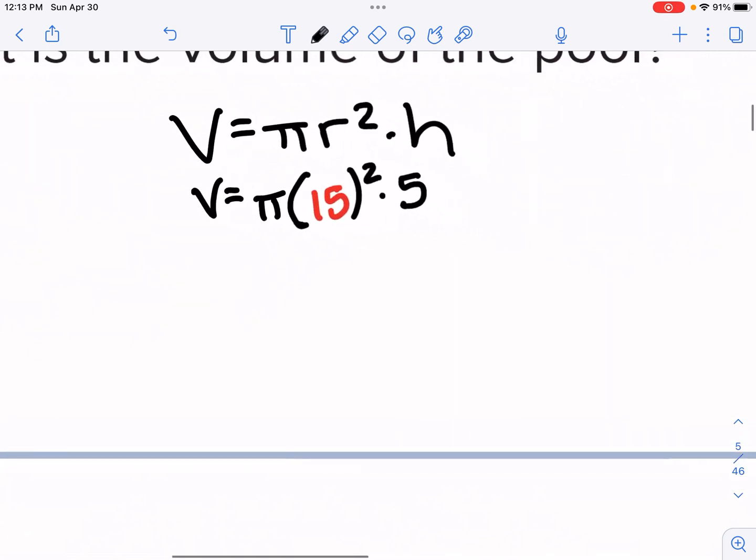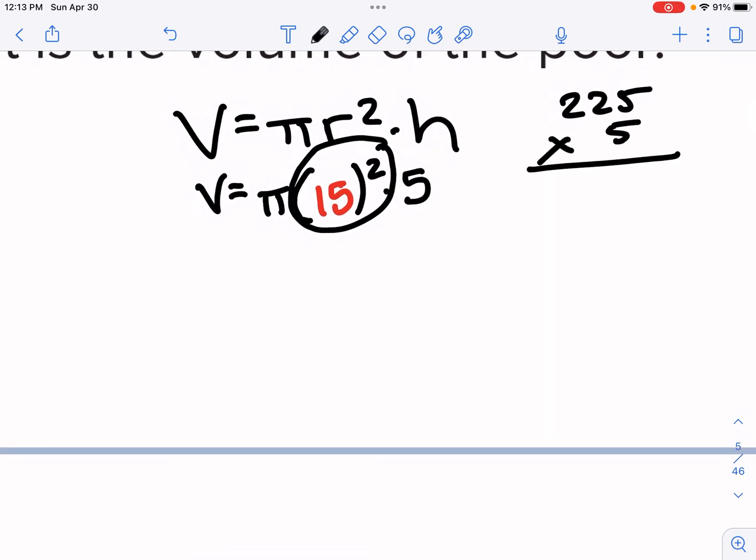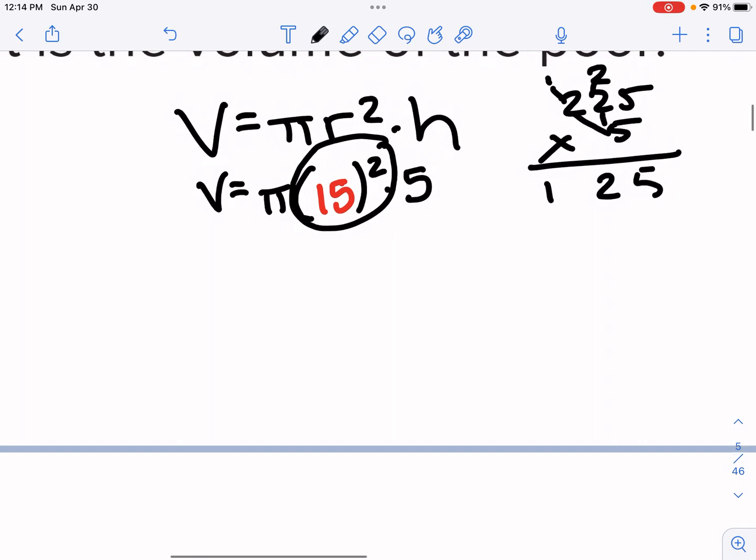Now, this is a math fact that I know, so I'm not going to use the calculator. 15 squared, 15 times 15 is 225. And I'm going to multiply that by 5. 5 times 5 is 25. Carry the 2. 5 times 2 is 10, plus 2 is 12, carry the 1. 5 times 2 is 10, plus 1 is 11. So we're going to have V equal to 1125 pi. And this is cubic feet, but we'll write that at the very end. Let's multiply 1125 by 3.14.